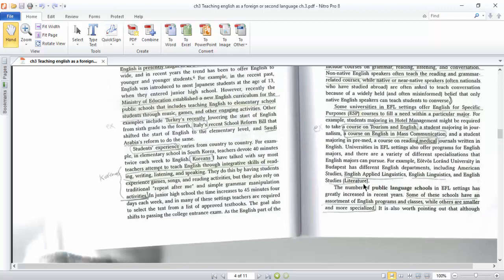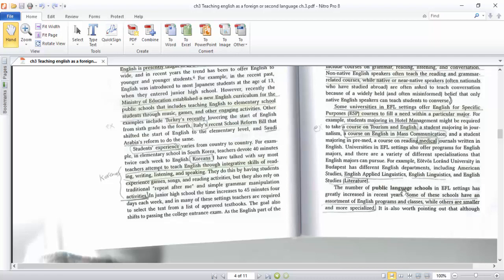Okay, here we have examples in ESP. How can we deal with the student needs in hotel management? And in tourism, how can we deal with tourists, how to communicate with them? In medical, we have another example, medical journals. The students have other needs, like English applied linguistics, English linguistics, and English studies literature.